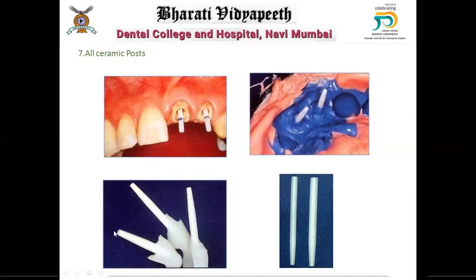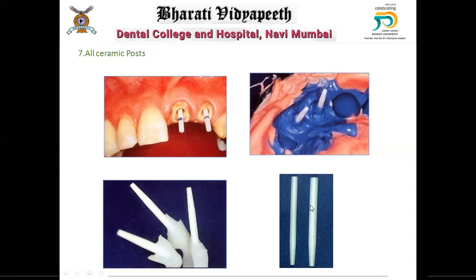So if you see, this post was placed here. An impression was made, and the substructure was waxed up and cast, or a ceramic layer, a ceramic structure, was made by the processor. So this has become a customized post. This gets cemented directly inside, and on top of this, a ceramic crown can be given.